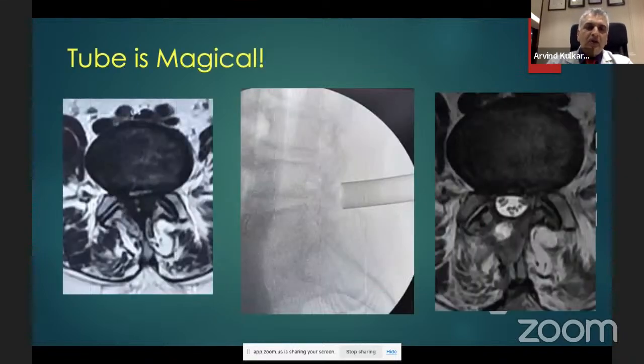I am a tubular spine surgeon, and I find that the tube is magical. Look at this particular patient with severe L4-5 stenosis. The dural sac is almost invisible. It's totally a dark tunnel there. And using a small tubular retractor, as small as 16 millimeter diameter, you can achieve an excellent decompression while preserving the soft tissues as well as the bony structures. That is the beauty of minimal access.